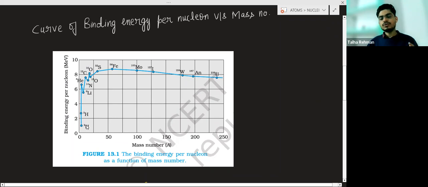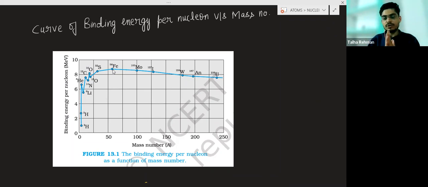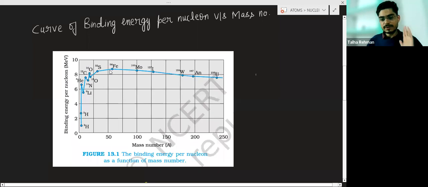And this H2 has the least binding energy per nucleon. The binding energy per nucleon is increasing till iron, and iron has the maximum binding energy per nucleon. The more the binding energy per nucleon, the more stable the nucleus. So iron nucleus is the most stable nucleus among all the elements. And uranium 238 is less stable, having less binding energy per nucleon, as you can see from this graph as compared to iron.